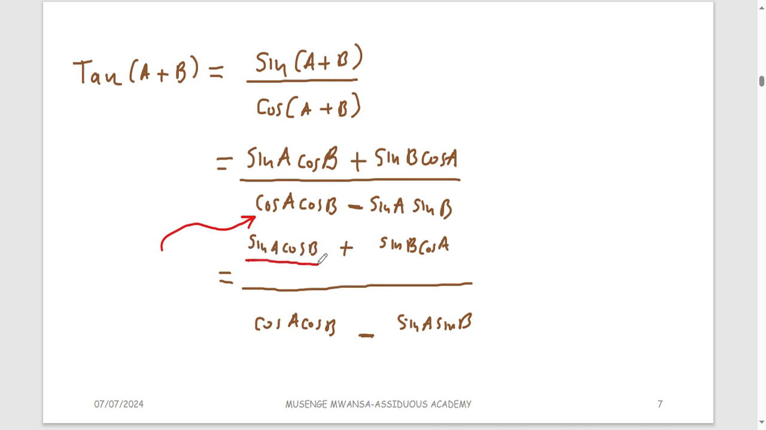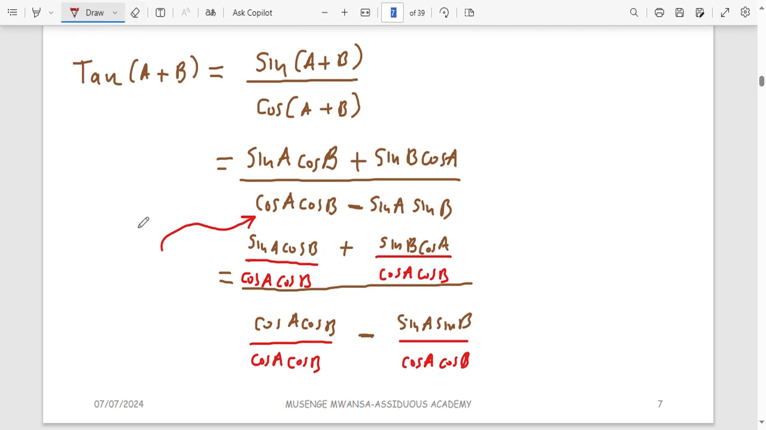I'll divide everything. I'll divide this term by cos A cos B. I'll also divide this term by cos A cos B, and this term, and this term, all by cos A cos B. So I'm basically getting the thing that is at the bottom of the denominator, isn't it? So what are we saying? Divide everything by that guy.